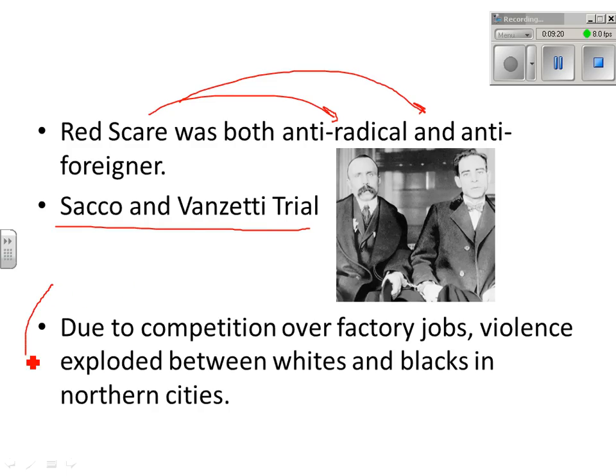And then the last little dark side of World War I is the competition between whites and blacks in the major northern cities, competing over the available jobs. That's going to lead to some tension in the United States as well.